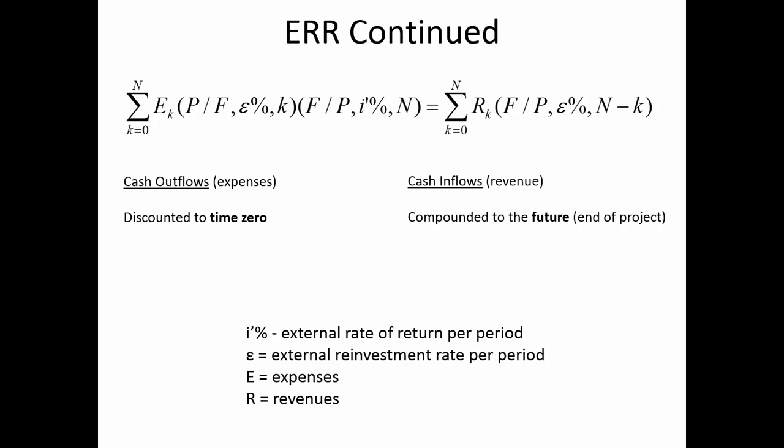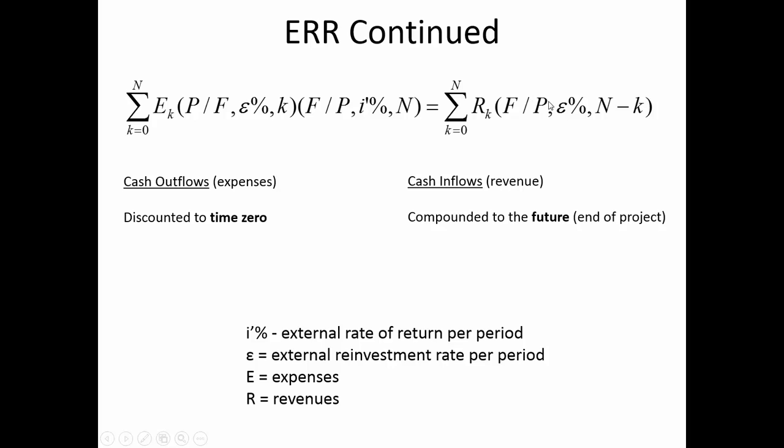Here is the formula that just sort of conceptually summarizes what you're doing in that operation. It says you should take all of the outflows, abbreviated here as expenses. You take all of the expenses for the whole project to the present. So each one of them that occurs in the future, move it to the present, and if there's something already in the present, keep it at the present. The expenses that are in the future, you discount to the present at epsilon, which is the external reinvestment rate.